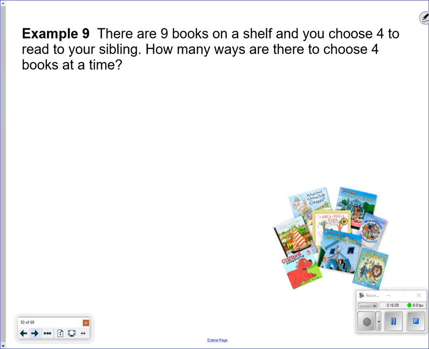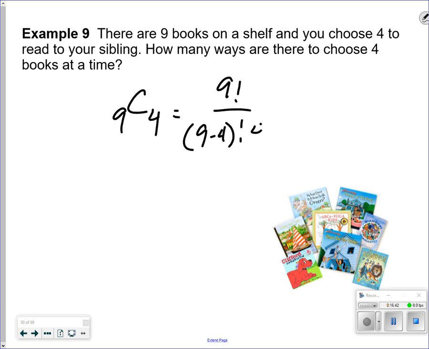There are 9 books on the shelf, and you choose 4 to read with your sibling. How many ways are there to choose those 4 books? Now, you're choosing 4 at a time. This one's a little bit misleading because you would think you were choosing 1 at a time. They're saying how many different ways are there to choose 4 books at a time. So we're talking about 9 books, and 9 factorial over 9 minus 4 factorial and 4 factorial. You don't have to show this on this particular question. You can go straight to your calculator.